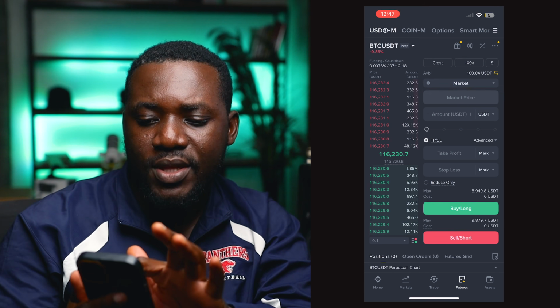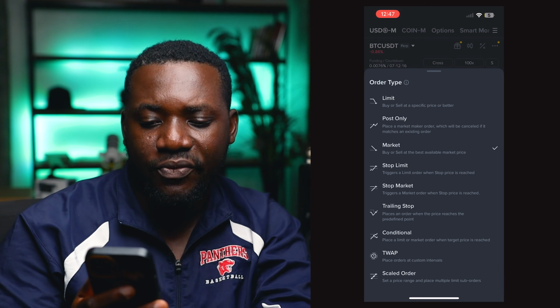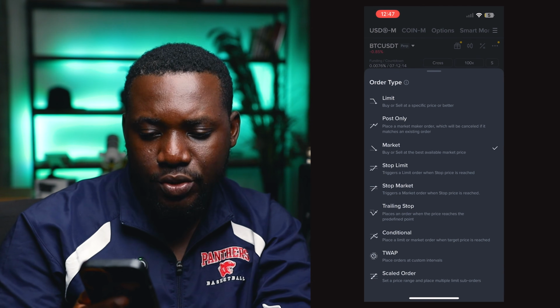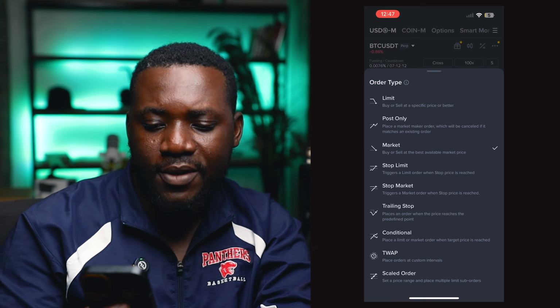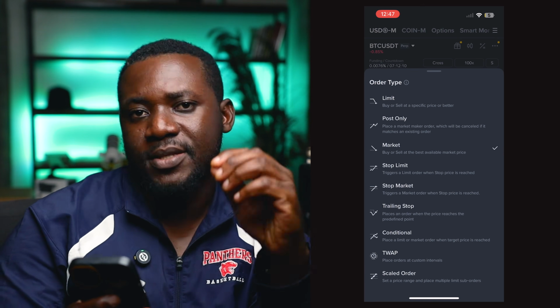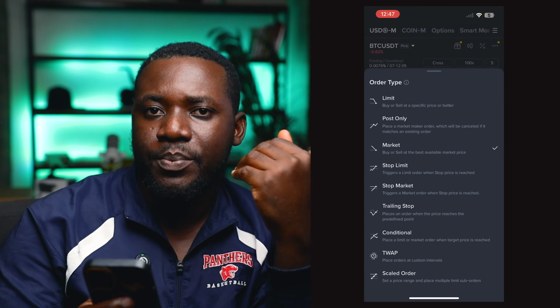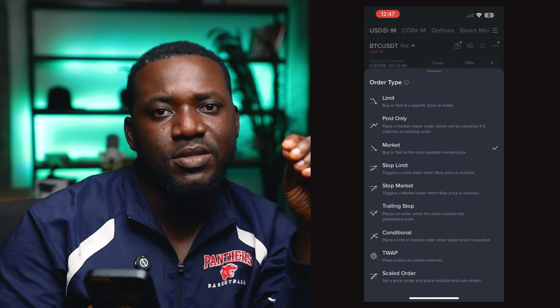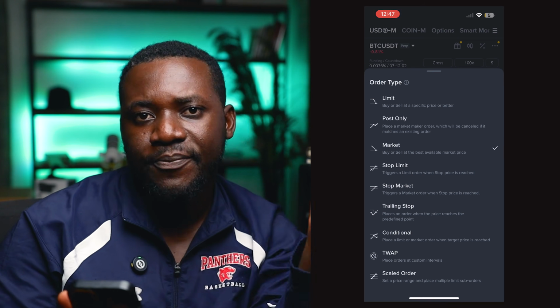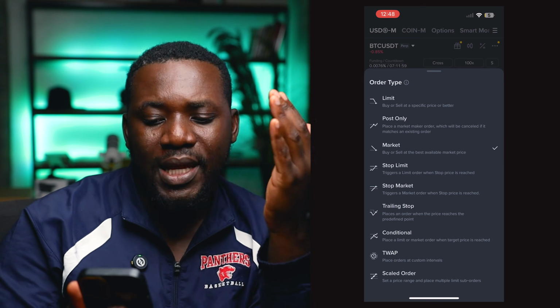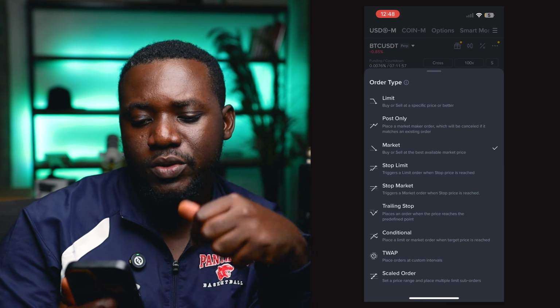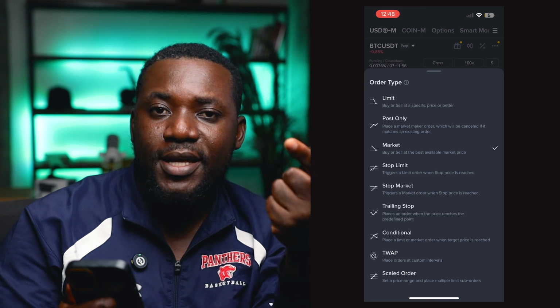All right. Now over here, if you tap on this drop down, you're going to see the different types of orders you can choose. Okay. Now there is a limit order, which means you can place a particular trade using a limit order, saying that when the particular asset gets to this particular price, I want to either buy or sell. Okay, so that is what limit orders are. Okay, we also have post only. There is a market order.